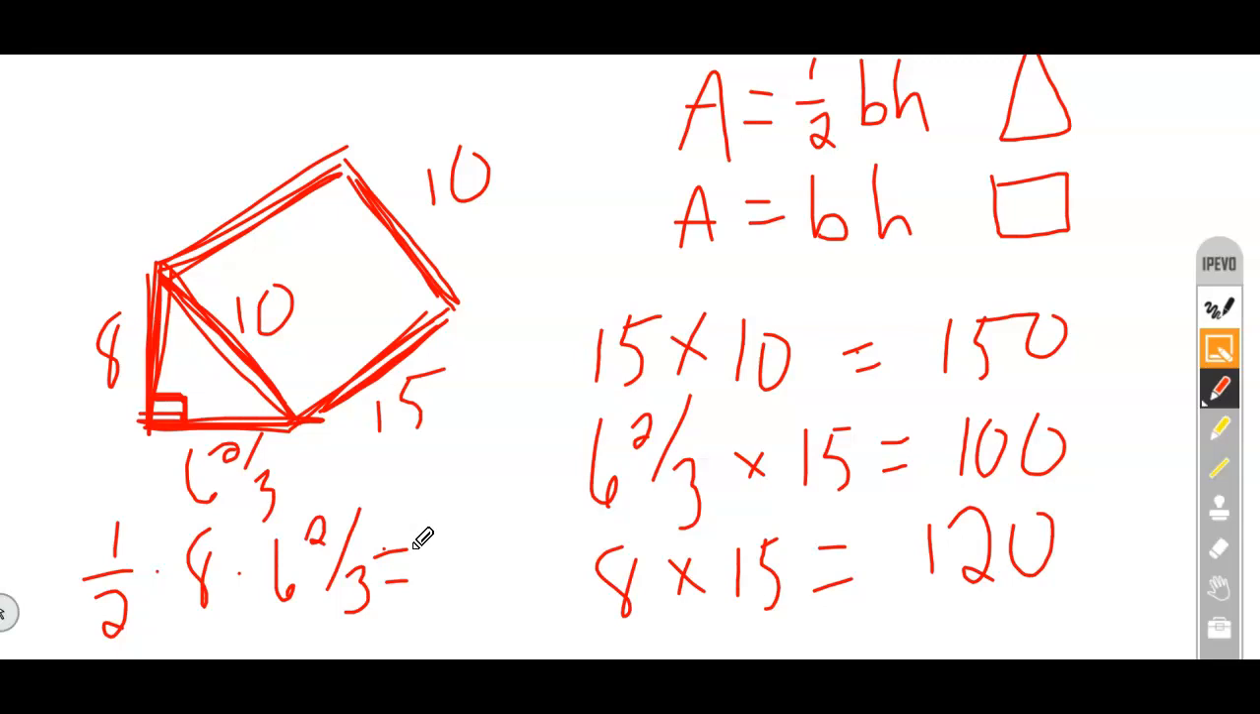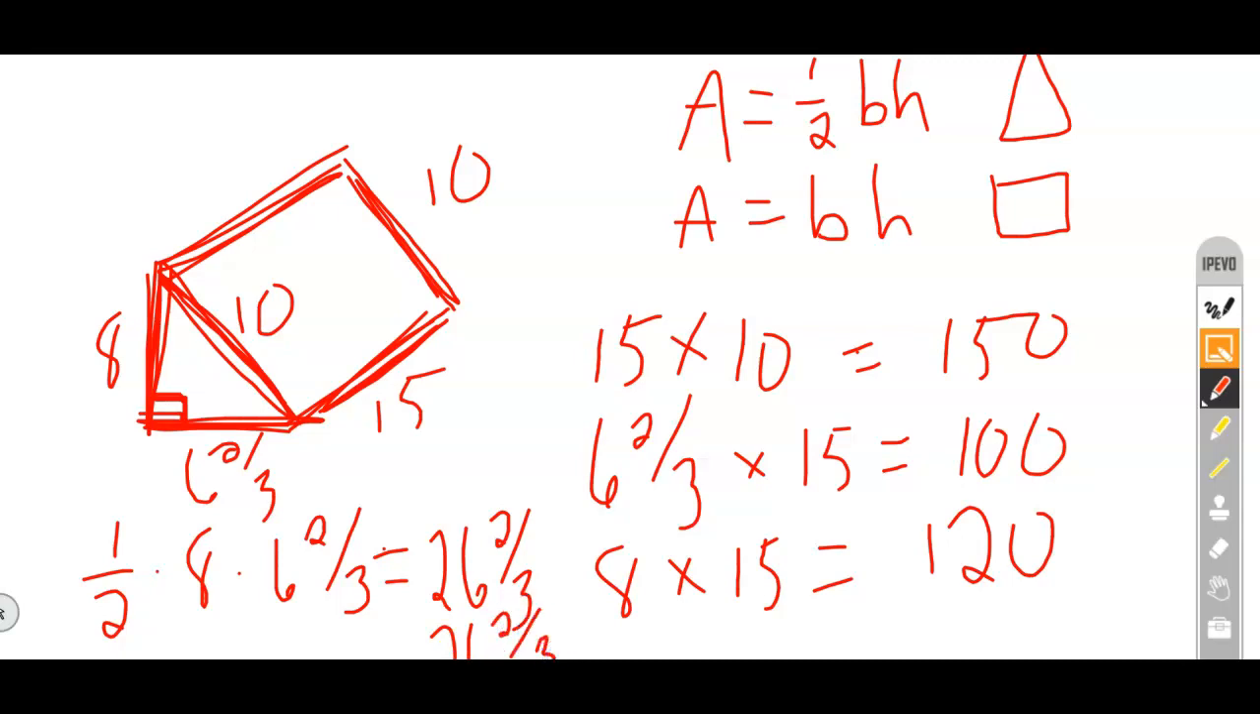So what is 1/2 times 8 times 6 2/3? Everybody punch that in? 26 2/3. If you punch it in with the fraction button, you get a fraction. And how many of those do we have? 2. I got 2 of those, so I'm going to write that down twice.